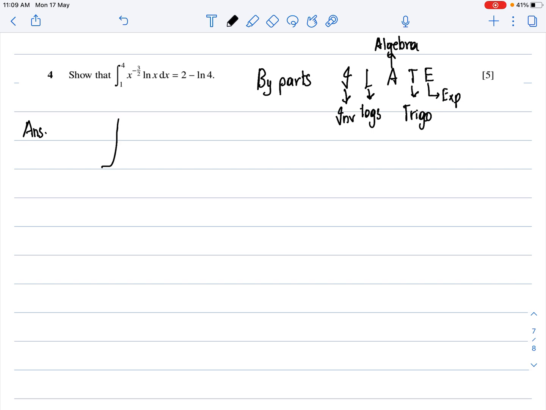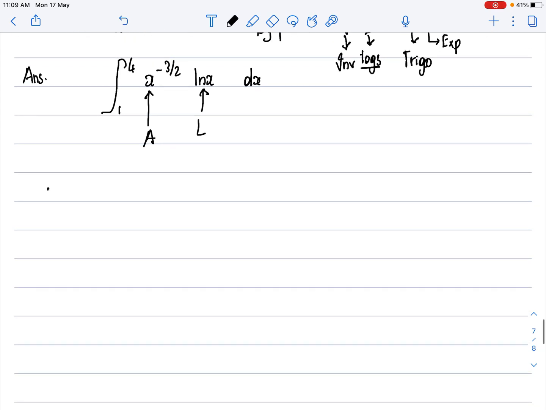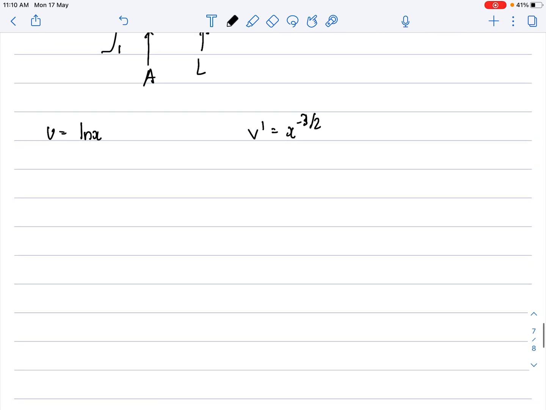Now, I have my integration from the limits 1 to 4 of x raised to minus 3 by 2 ln x dx. If I see, x belongs to the algebra family, and ln x belongs to logs, correct? Now, in the order of ILATE, logs comes before algebra. That means my u is equal to ln x, got it? And my v dash is equal to x raised to minus 3 by 2, because logs comes first and algebra comes after logs.